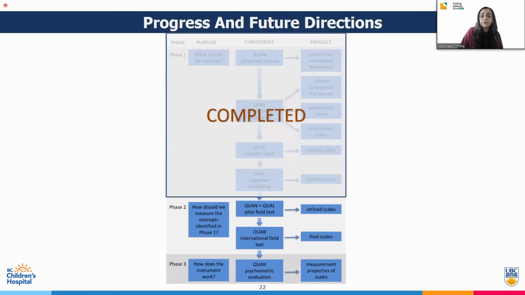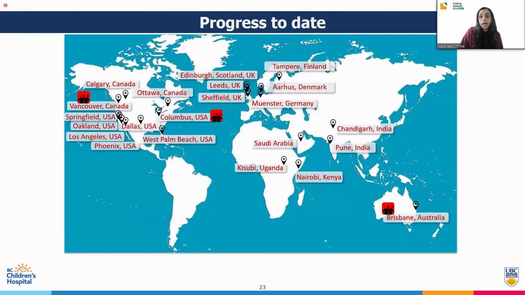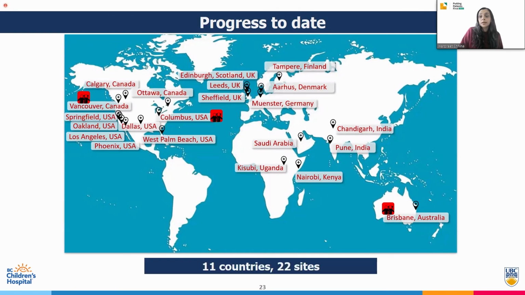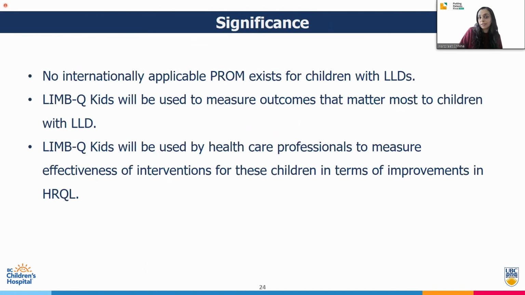So at present, we have finished phase 1 in the development of this new patient-reported outcome measure, and we are currently conducting translation and cross-cultural adaptation for the sites where English is not the first language. We're working with sites from Finland, Denmark, Germany, India, Kenya, and Uganda to do the translation and cultural adaptation, and with the English-speaking sites across the world to obtain necessary approvals for an international field test.